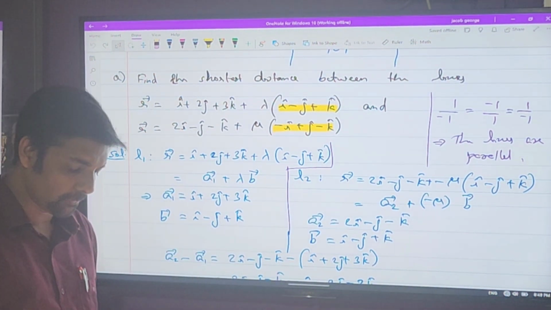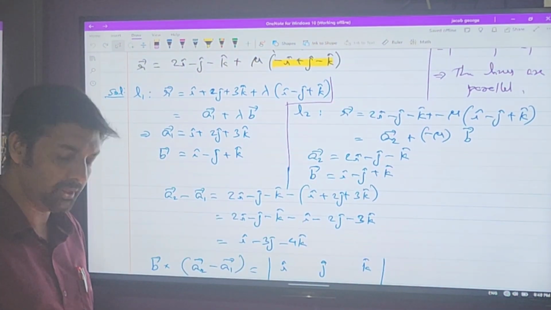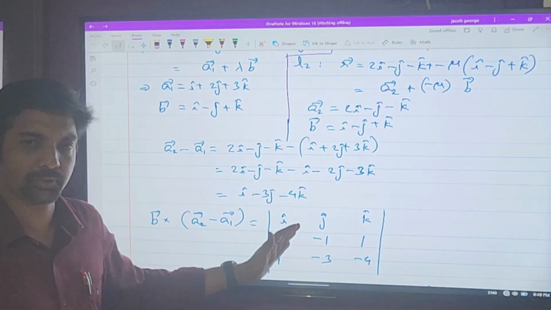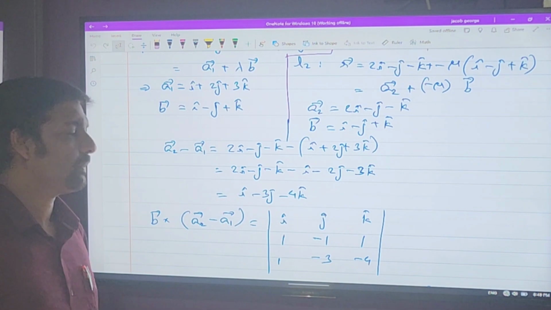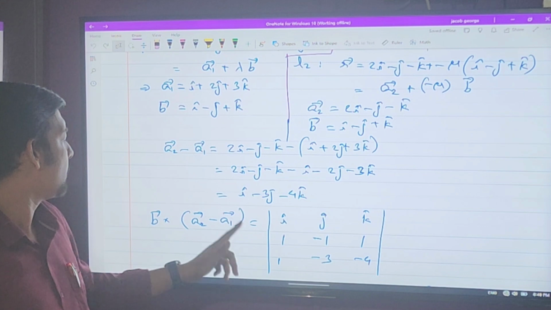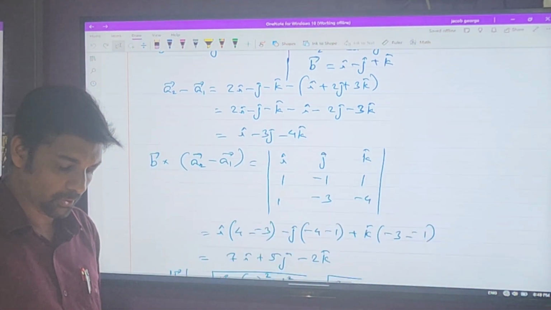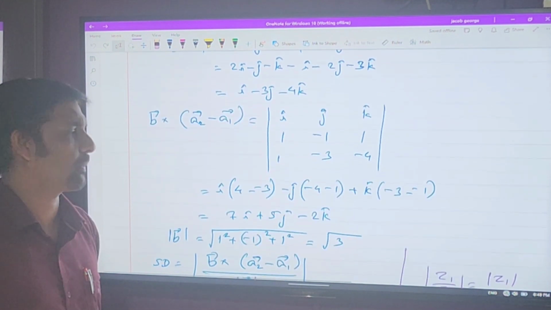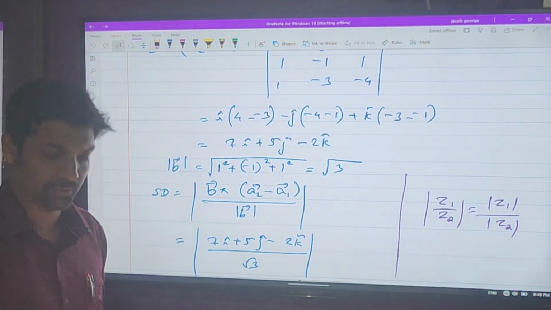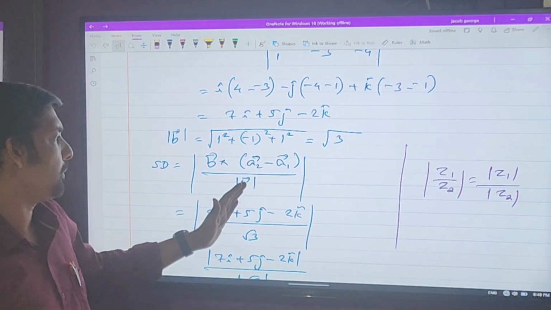After this, we will find vector a2 minus a1 and then vector b cross a2 minus a1. So that will be like this. The first row is i cap, j cap, k cap. The second row is from vector b: 1, minus 1, 1. The third is from vector a2 minus a1: 1, minus 3, minus 4. We will operate that and we get this as a vector. Then after that, we will substitute it into the shortest distance formula. So this is the formula. Before that, modulus of vector b we found.